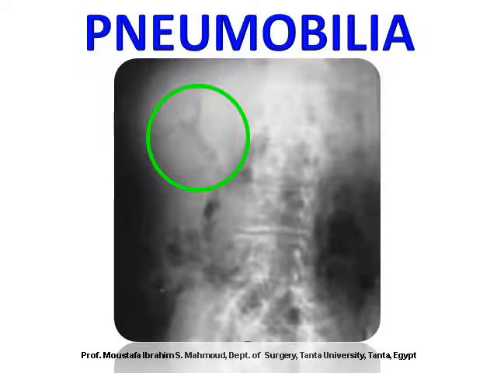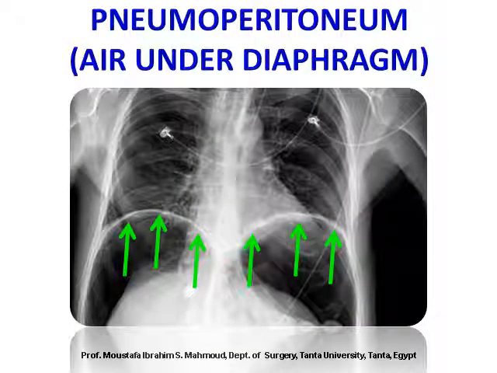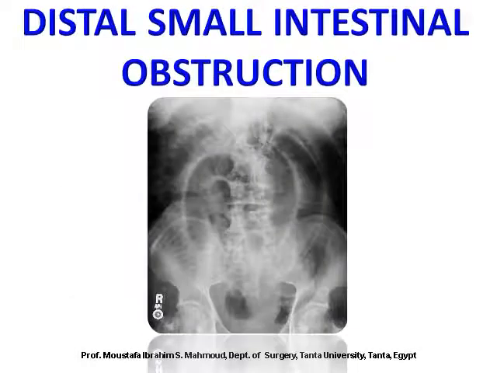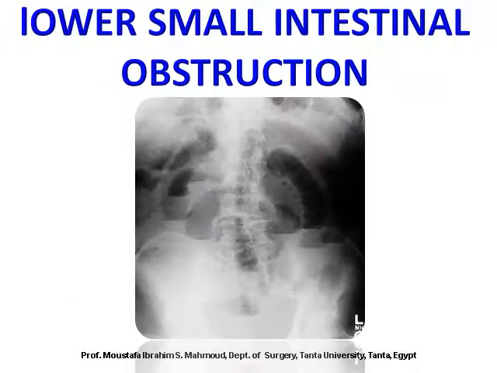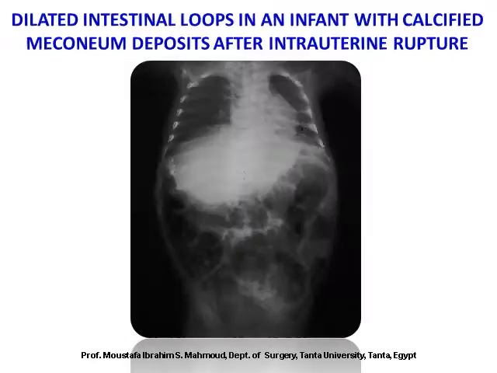Pneumobilia. Pneumoperitoneum, air under the diaphragm. Distal small intestinal obstruction. Low small intestinal obstruction. Dilated intestinal loops in an infant with calcified meconium deposits after intrauterine rupture.